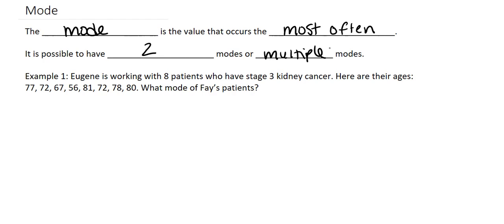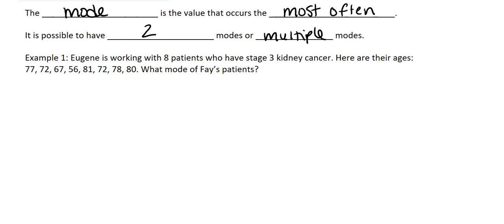Eugene is working with 8 patients who have stage 3 kidney cancer. Here are their ages: 77, 72, 67, 56, 81, 72, 78, and 80. So let's go ahead and just rewrite this. If we rewrite it, it's mostly just to see if you have a number that appears multiple times.